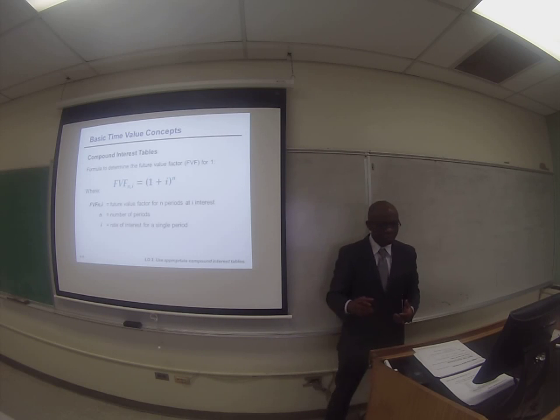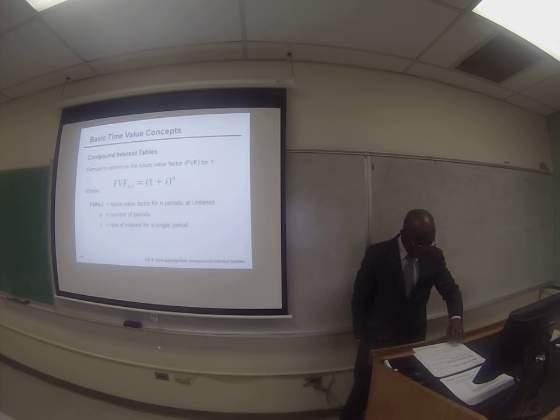Now, here the future value factor is determined as such. Here is the formula: FVF n,i equals (1 plus i) to the n power. So the FVF n,i is the future value factor for n periods at i interest. The n stands for number of periods, and i is the rate of interest for a single period.